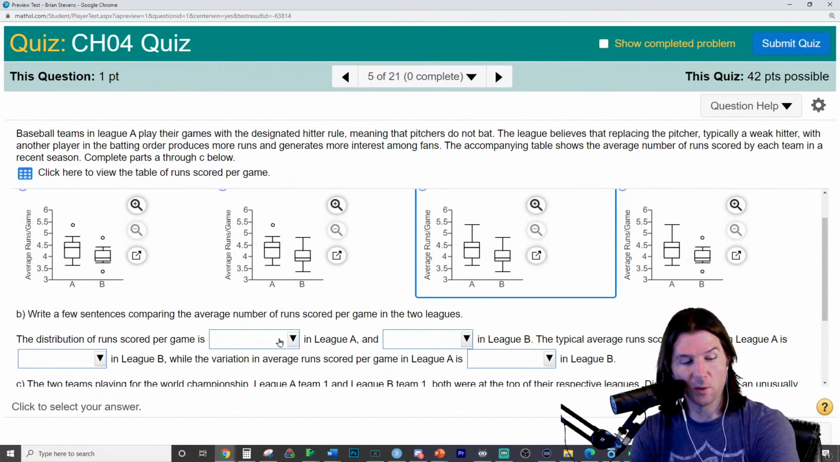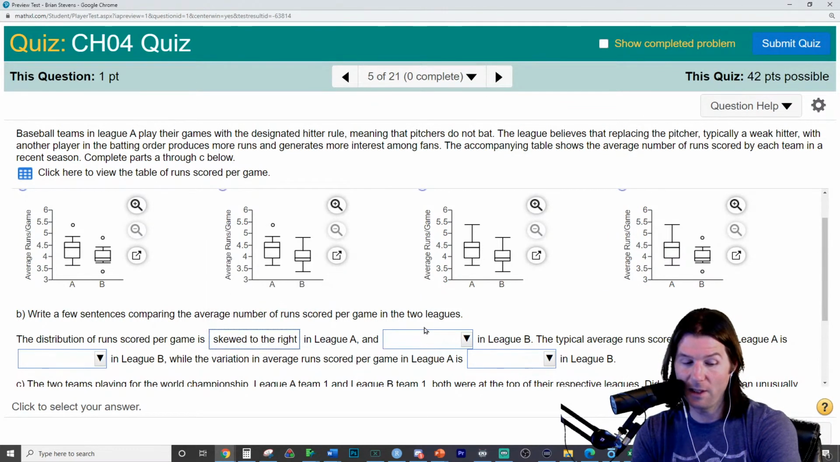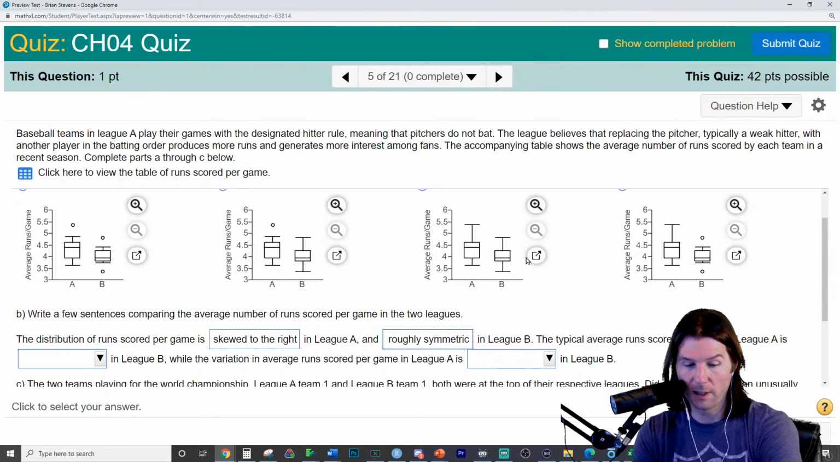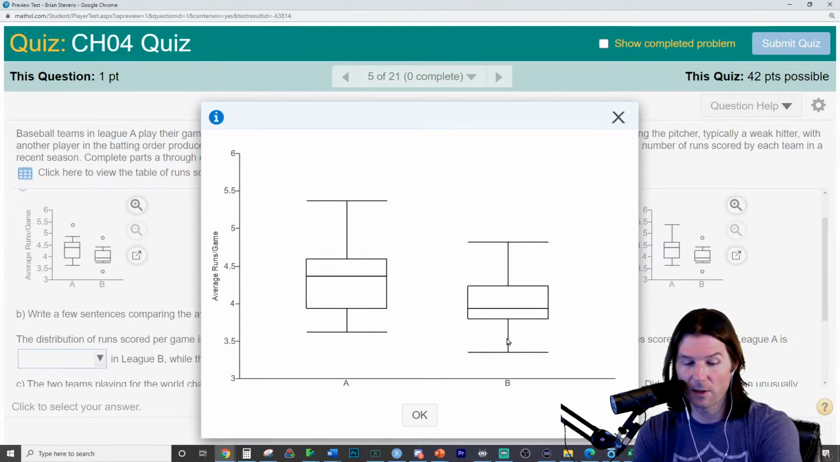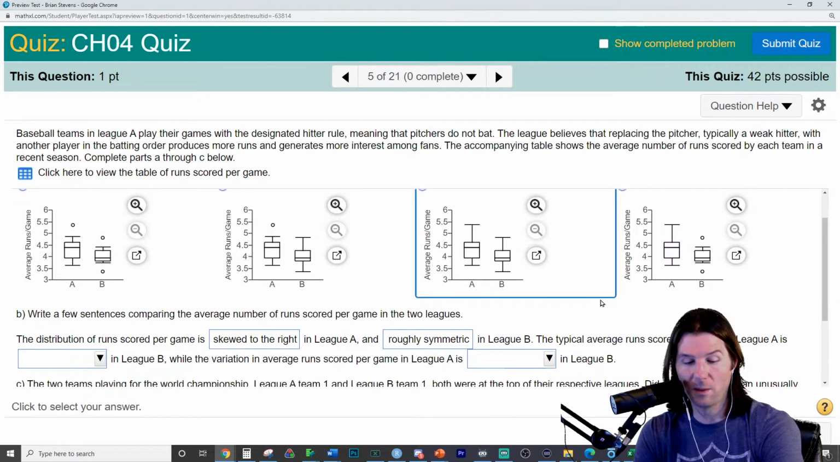The distribution of runs scored per game is skewed to the right a little bit for League A and mostly symmetric for League B. So if you look at League B right here, this whisker is about even. This whisker is about even. So this one has a little bit of a right skew because it's pulled a little bit to the high side. And this one's more symmetric. It's not perfect, but a little bit more.